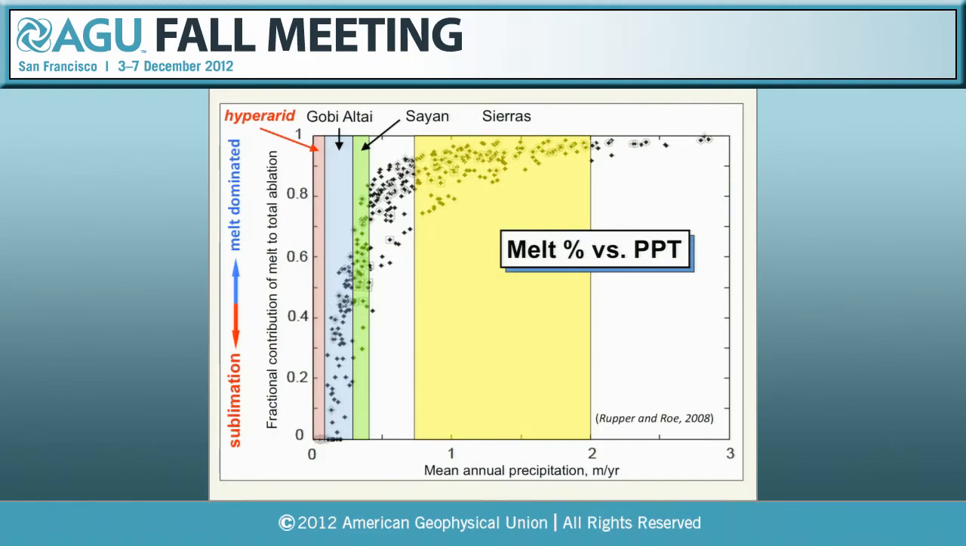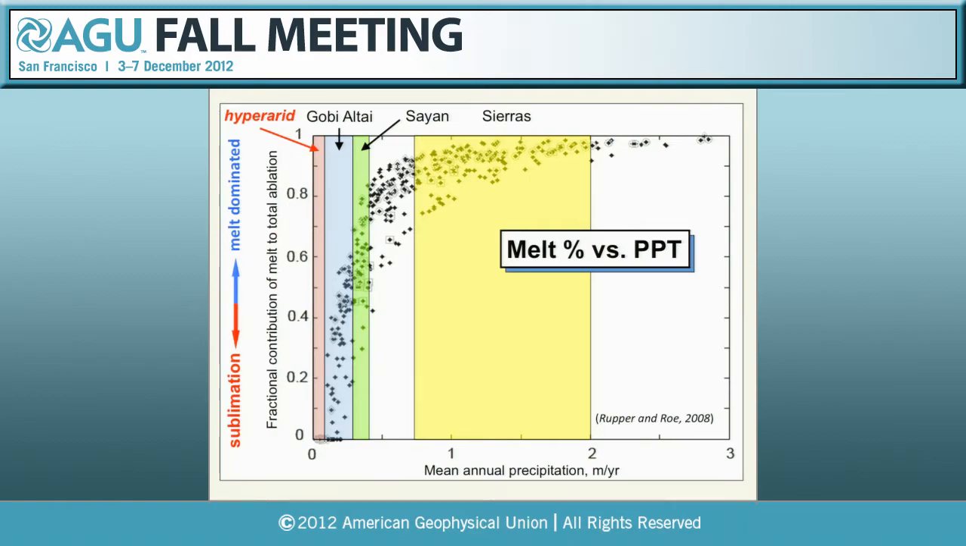Precipitation changes too. So here we have, on the x-axis, mean annual precipitation, and on the y-axis, the fraction of melt to the total ablation. So at unity, we have 100% melt to total ablation, and if it goes to zero, it's completely dominated by sublimation.